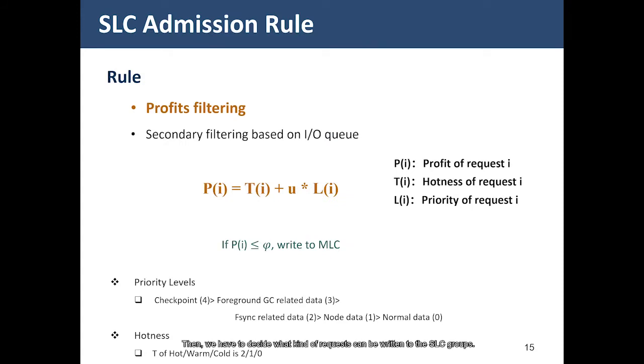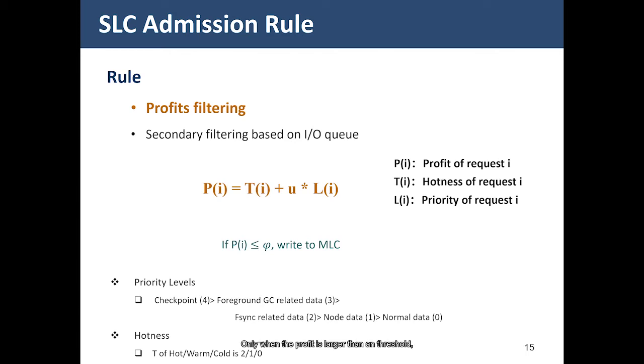Then we have to decide what kind of requests can be written to the SLC groups. We first use an equation to calculate the profit of one request based on its hotness and priority. The priority levels of different kinds of requests are listed below, and the hotness is obtained directly from the classification of the original F2FS.